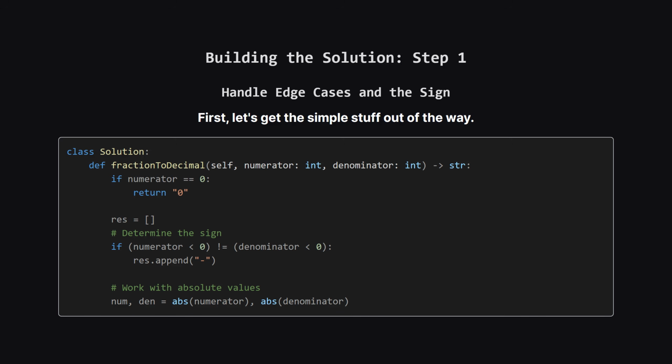Okay, let's start coding this. First, the easy edge case. If the numerator is 0, the answer is just 0. Done. Next, let's figure out the sign. If one number is negative but not the other, the result will be negative.